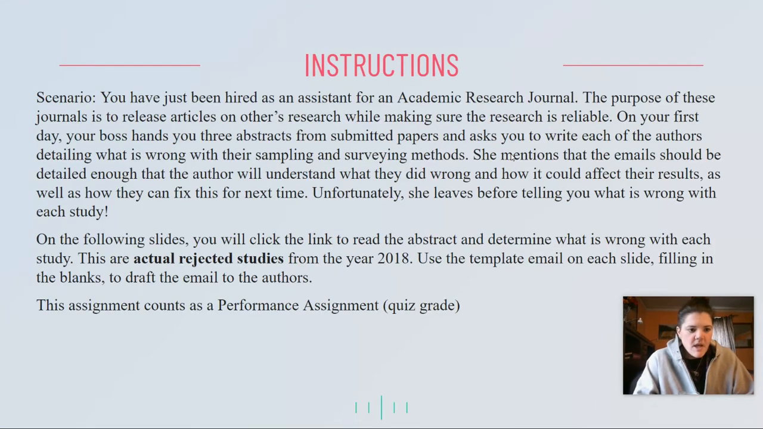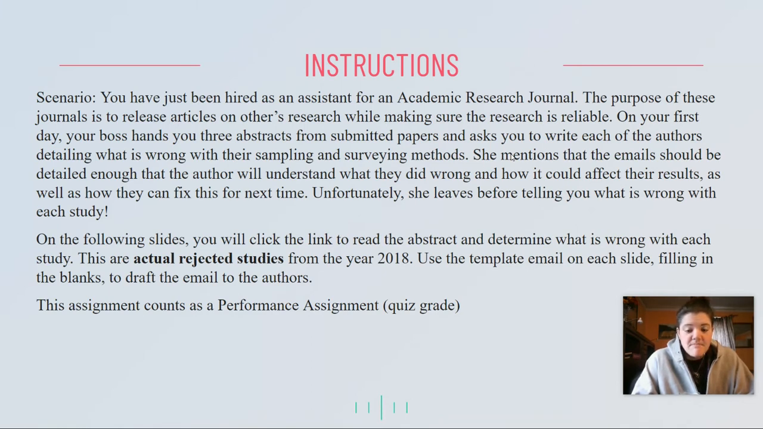So your scenario is that you're hired as an assistant for an academic research journal. This is where people publish their studies. And the purpose of the journals is to release articles while also making sure the research is reliable. One of your first things on your first day, your boss hands you 3 abstracts from submitted papers. That's like a short version of the paper. And she asks you to write to each of the authors detailing what is wrong with their sampling and surveying methods.